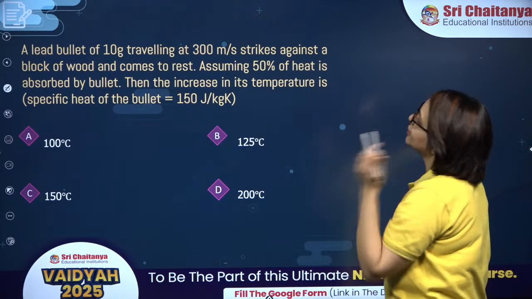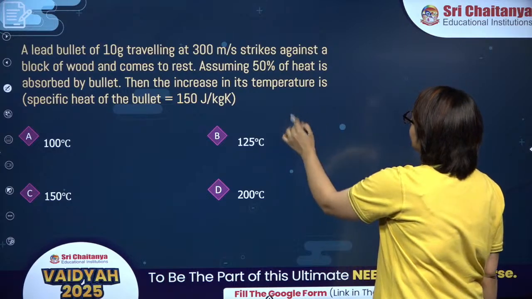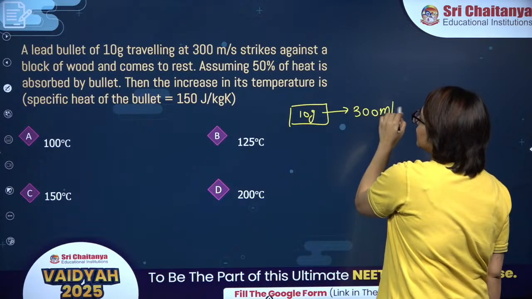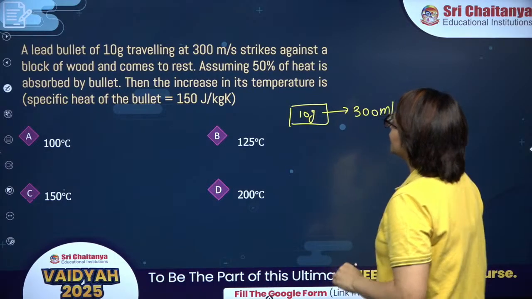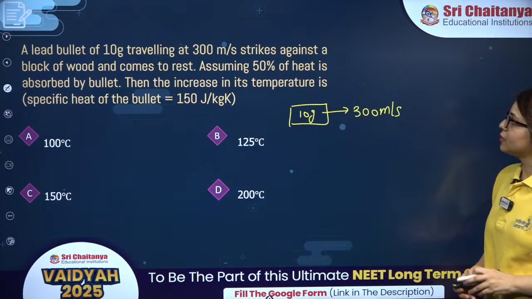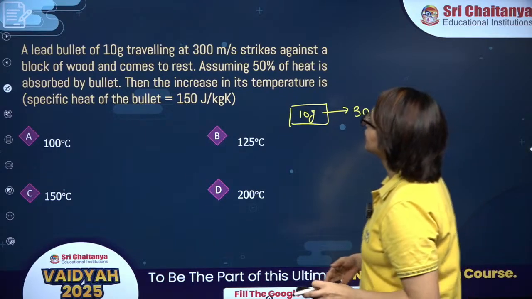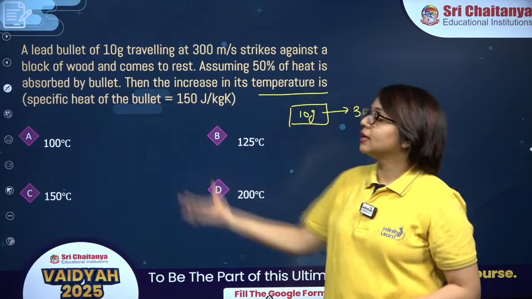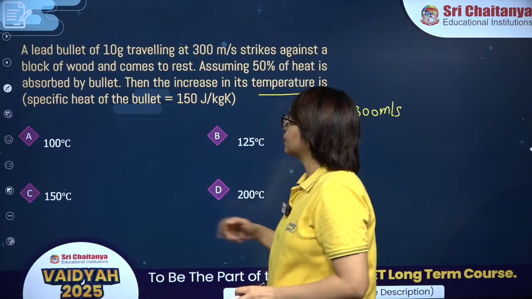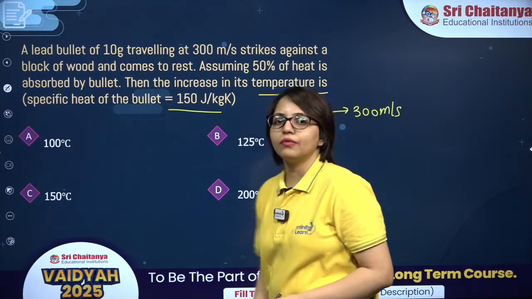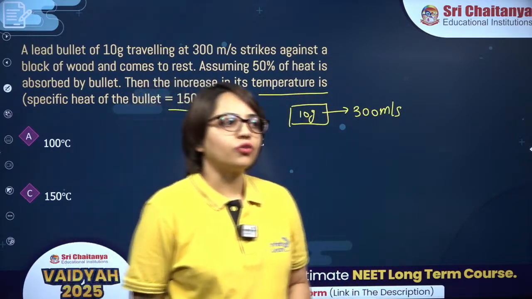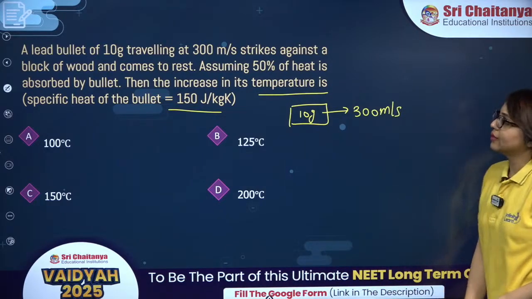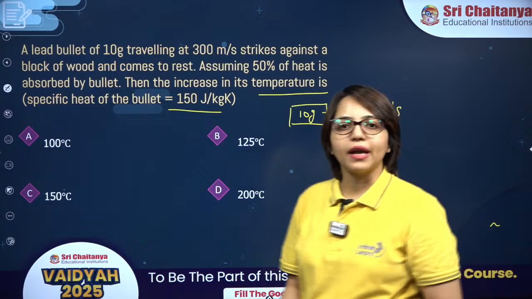A bullet of mass 10 gram traveling at 300 meter per second strikes against a block of wood and comes to rest. Assuming 50% of heat is absorbed by the bullet, then the increase in its temperature is, what will be the increase in the temperature if it is absorbing 50% of the heat produced? And specific heat of the bullet is 150 joule per kilogram per Kelvin. Try this one everyone. This is the combination of thermal physics and mechanics.